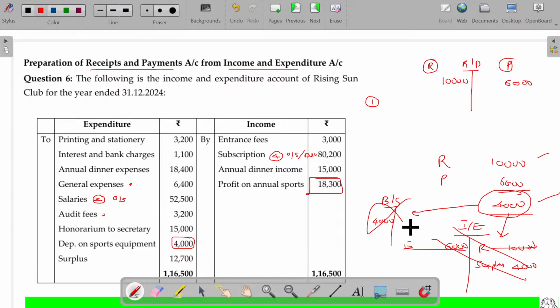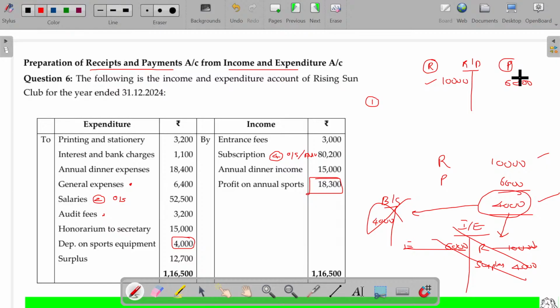The original receipts for this dinner meets, annual sports should be here. Payment for that should be in the payment side. But I am not aware about that. So what we can do, what are the receipts maybe after the payment? Net is considered as receipts here. This 18,300 is considered as receipts here. Clear?